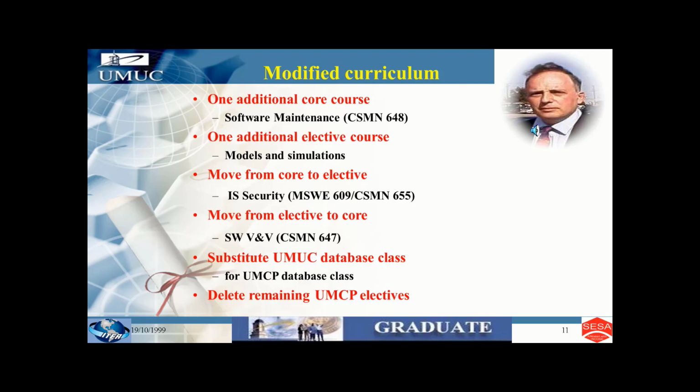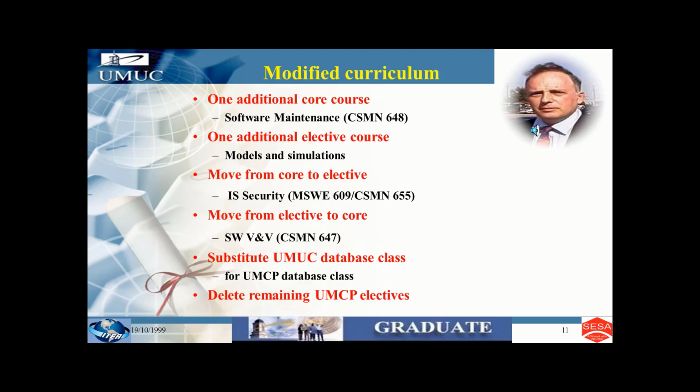After doing the benchmarking, we found that we only had to make very slight modifications to our prototype curriculum. We found that nobody taught a course on software maintenance. And since in the systems and software lifecycle, systems spend 67% of their budget on the operations and maintenance phase, this is a hole in the curriculum in most universities. So we added the course on software maintenance that we already had in the CSMN degree to the core.